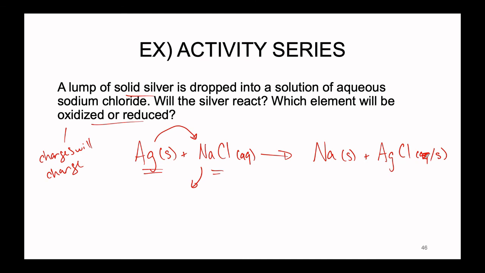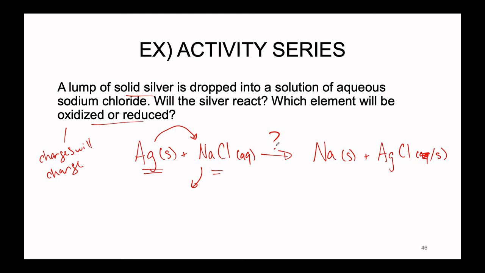All right, so our question is, does this reaction, as it is written, actually occur? If you were to take solid silver and drop it in salt water, do you see sodium being given off and a silver chloride precipitate form as a result? In order to predict whether or not this reaction moves forward as written, we can turn back to the activity series and draw some conclusions from it.